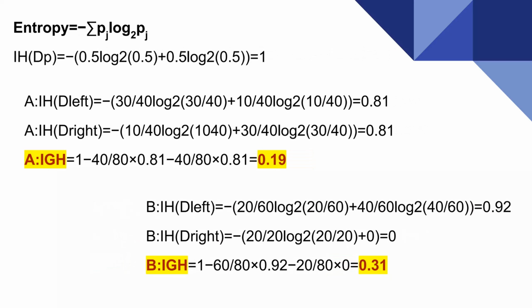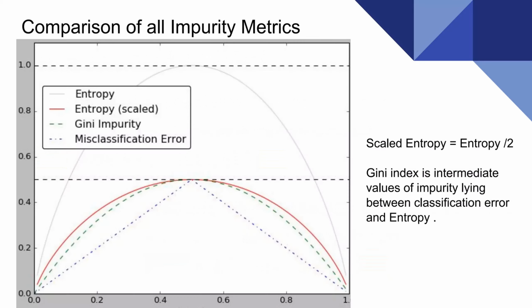Entropy is a measure of uncertainty or impurity in a dataset, commonly used in decision trees to determine the best split. Split A has an information gain based on entropy of 0.19. Split B has an information gain based on entropy of 0.31. Split B is preferred since it results in a higher information gain, indicating a more effective split in reducing entropy, impurity.